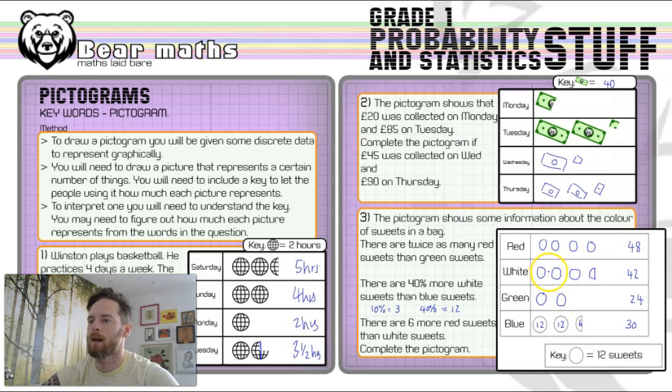Okay, and that is that to do with pictograms. It's a pretty tricky last question for sure, but in essence, they're relatively simple questions.